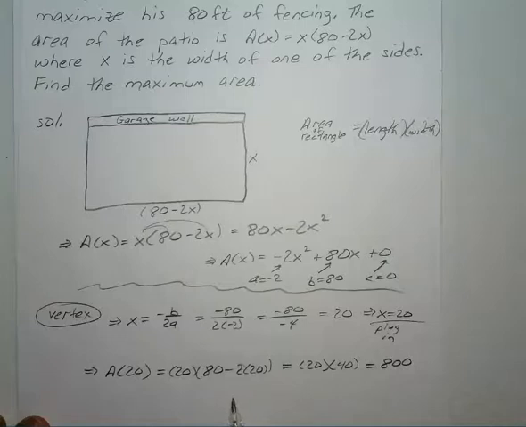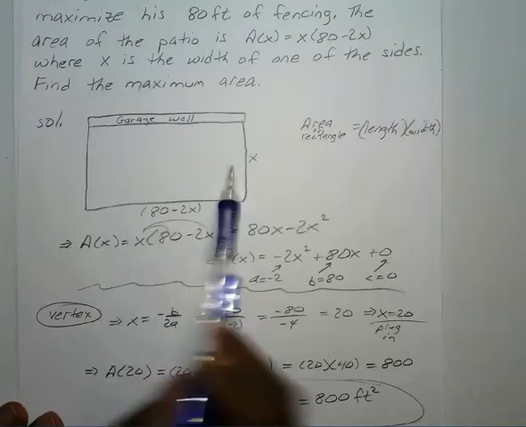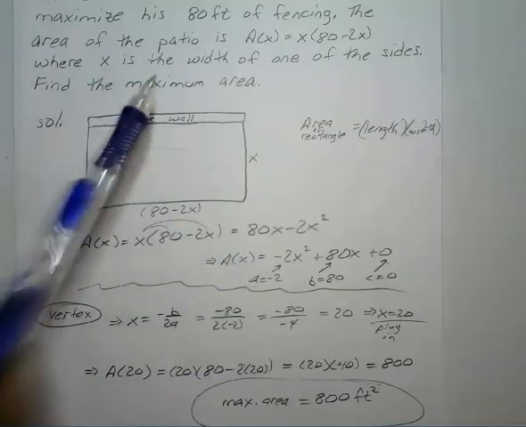Okay, so actually we will have a maximum area equals 800 square feet. Okay, so that's the maximum we will have inside of there, given the 80 feet of fencing that we had.